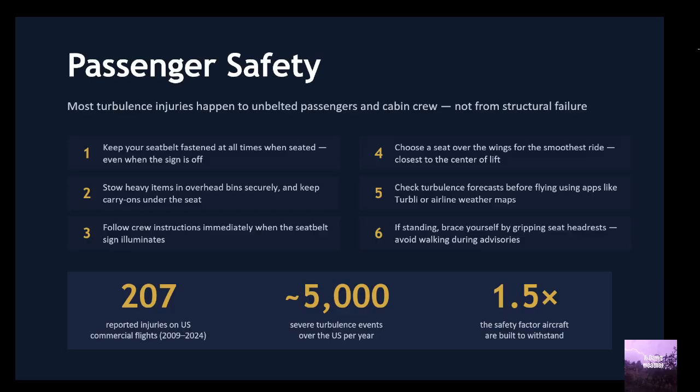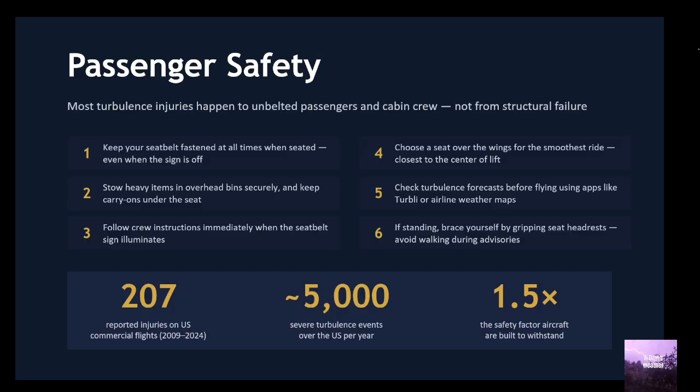Number 4. Choose a seat over the wing for the smoothest ride, closest to the center of lift. Number 5. Check turbulence forecasts before flying using apps like Turbulence or airline weather maps. Number 6. If standing, brace yourself by gripping a seat headrest. Avoid walking during advisories. So far, 207 reported injuries on U.S. commercial flights between 2009 and 2024.